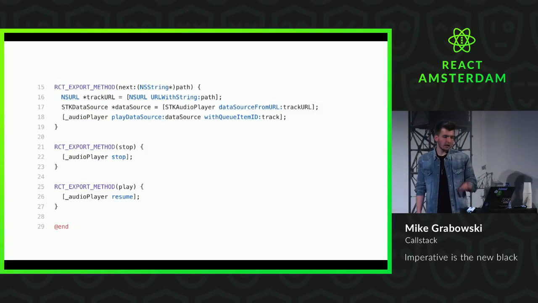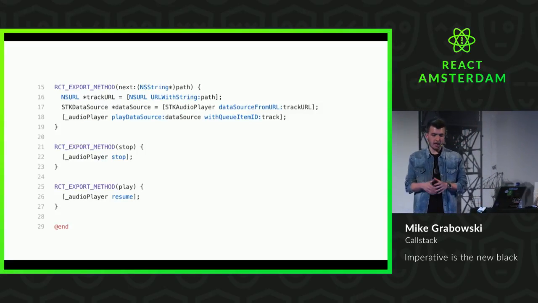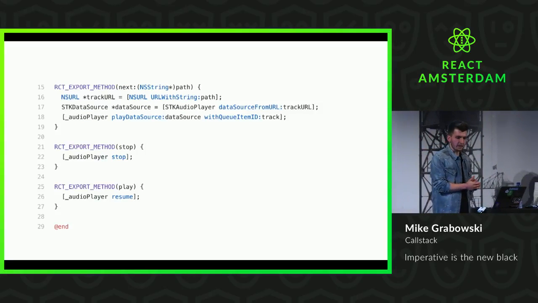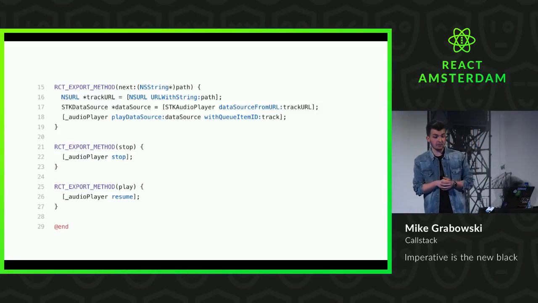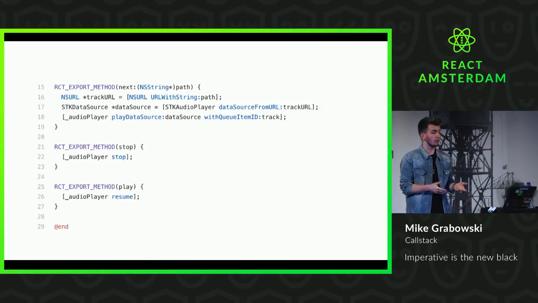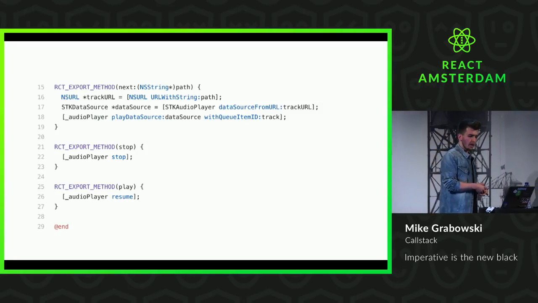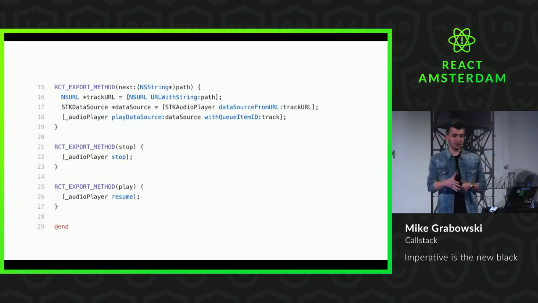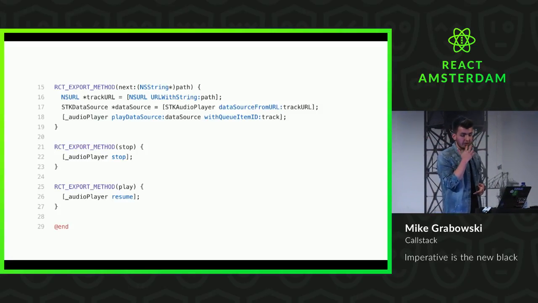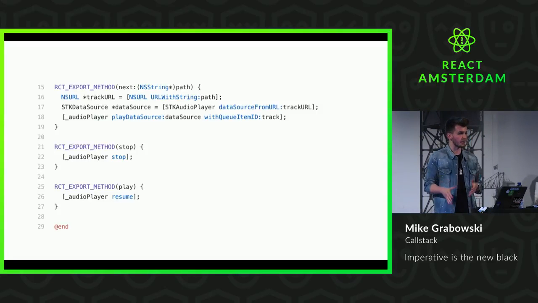And finally, we can directly expose play, stop, and next on the instance of the player. And as you can see, I'm wrapping every method with RCT_EXPORT_METHOD, which will make it, again, available for the JavaScript to call. So this is very, very low-level deep stuff on the native side, which, as you can see, is going to be imperative, because we are basically calling play data source and stuff like that.